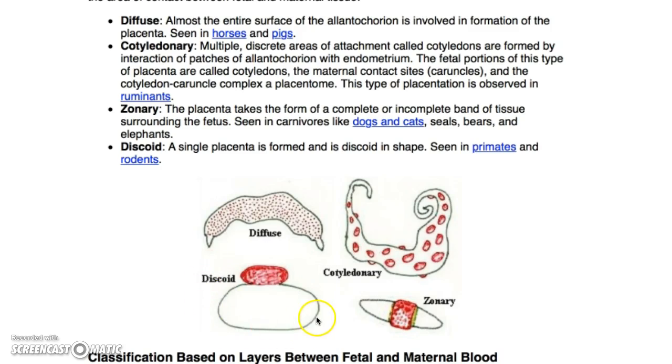And then finally we have the discoid variety, which has all the fetal membranes and the developing fetus in here, and then there's blood vessels that run to a disc-shaped structure on the very edge of the chorion, and that is what is deeply entangled in the inside of the female's uterus. The bidiscoid situation, there would be two of these, but this is the discoid placenta that's like what humans have.